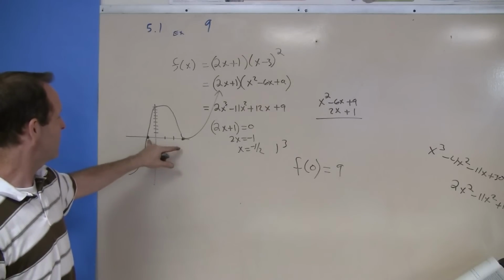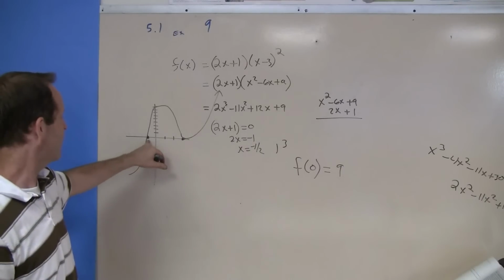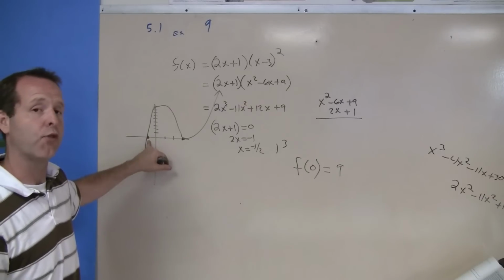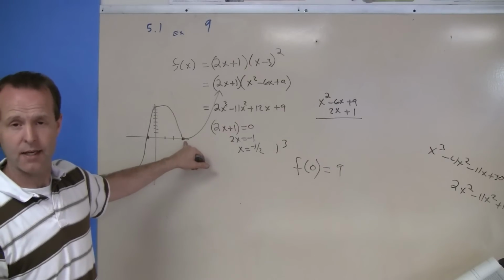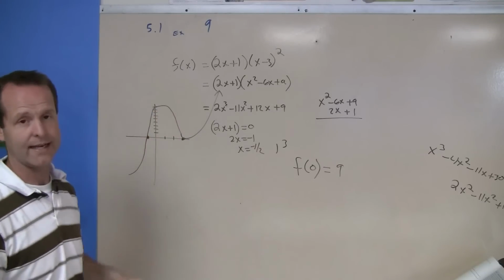I have two solutions, x equals -1/2 and x equals 3. X equals -1/2 has an odd multiplicity, so the graph goes through that point. X equals 3 has an even multiplicity, so the graph touches it and rebounds. And then I also know that it crosses at 9.